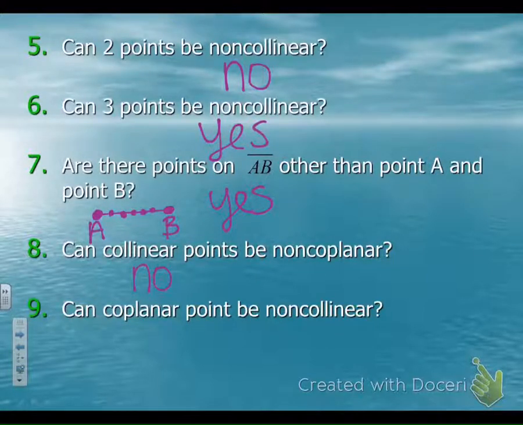Can coplanar points, sorry, that's a typo there, points, be non-collinear? So if they're in the same plane, can they be on different lines? The answer there is yes. You can have lots of different lines in the same plane, so just because they're in the same plane does not mean they're on the same line.